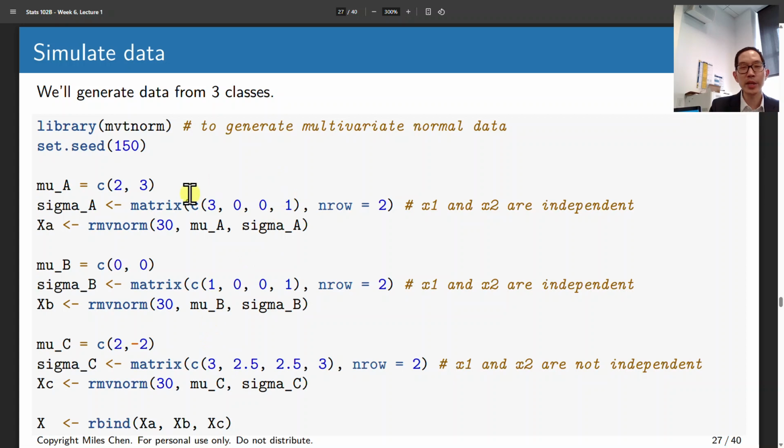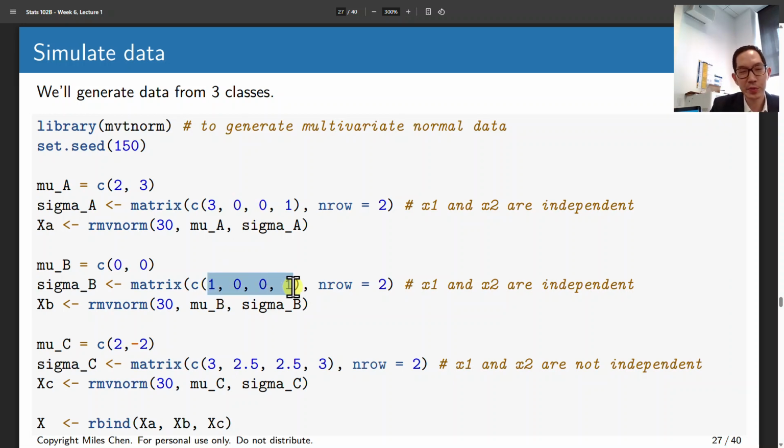Okay, we have a sigma matrix for class A. It's a 2 by 2, and the way you write your matrix is the first element is top left. So the variance for x1 is going to be 3, the covariance is 0, and the variance for x2 is 1. So 3, 0, 0, 1. That means x1 and x2 are independent because we have 0 here.